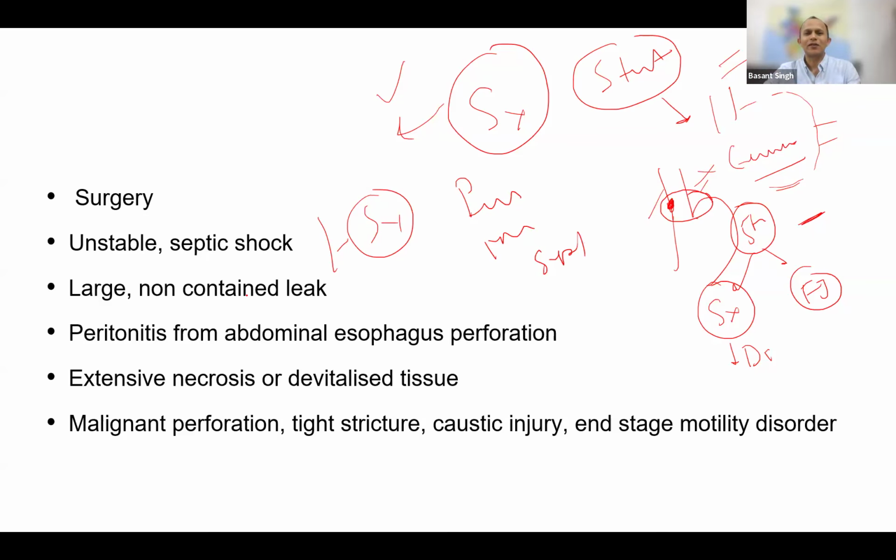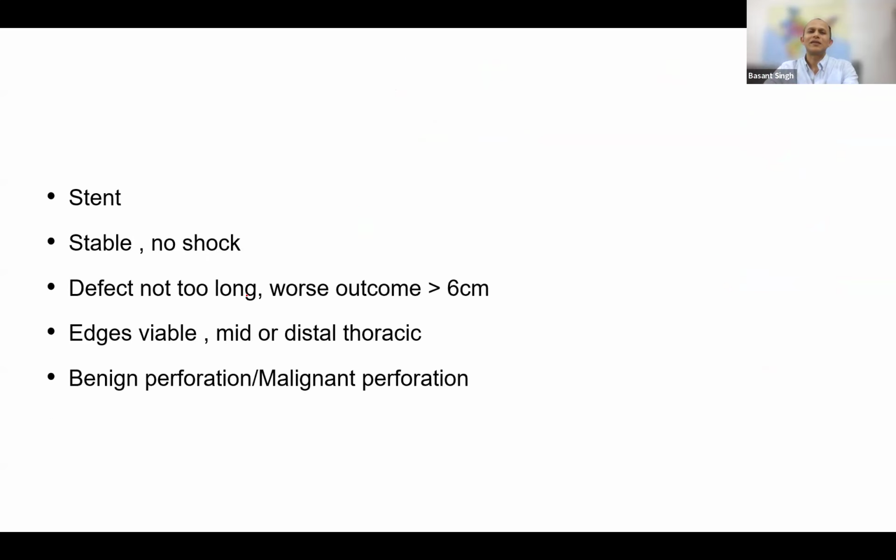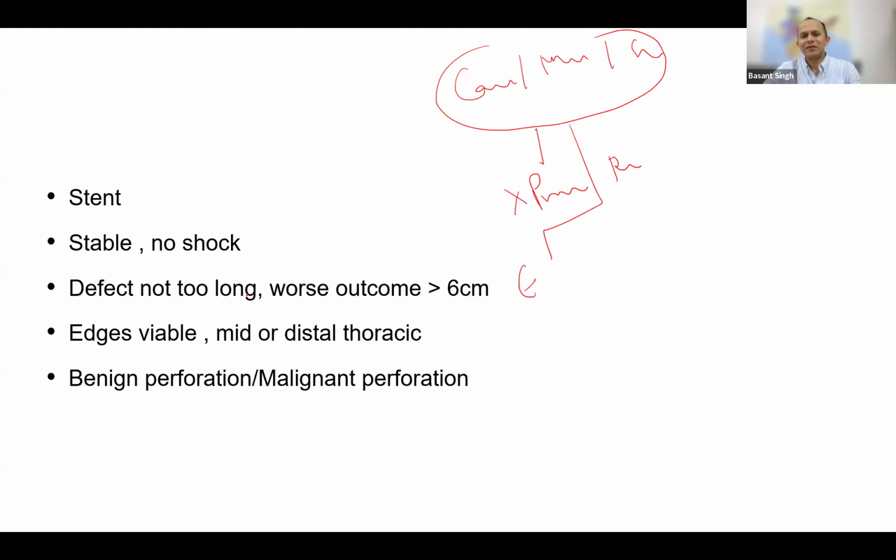A question that I put in the group: caustic perforation. Suppose the patient has a caustic injury and has a perforation. Here we have only two options. If a patient has a caustic perforation, say a malignant perforation or a stricture perforation, he comes to you. You cannot do a primary repair; it is ruled out. So only two options: either you do esophagectomy, if the patient is stable. If you want to do esophagectomy, the patient has to be stable. If it is an unstable patient, then you do a diversion.